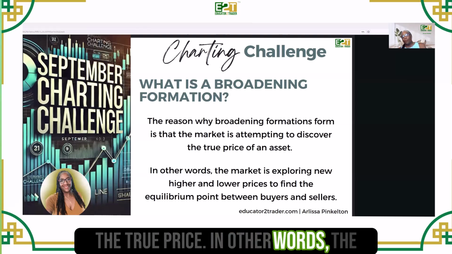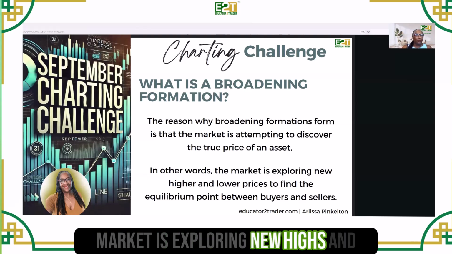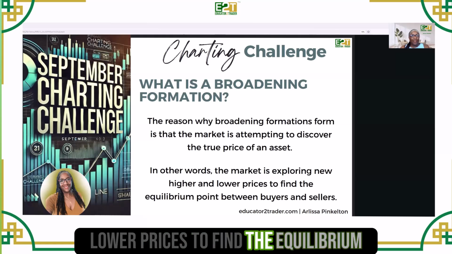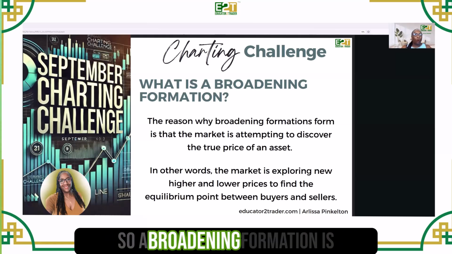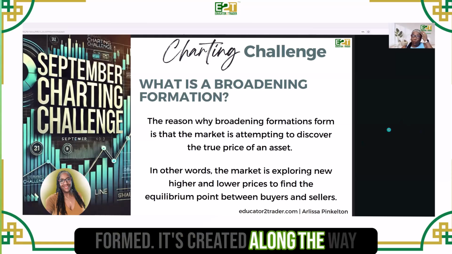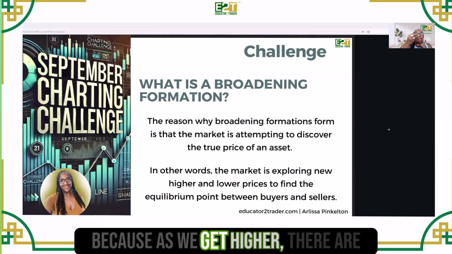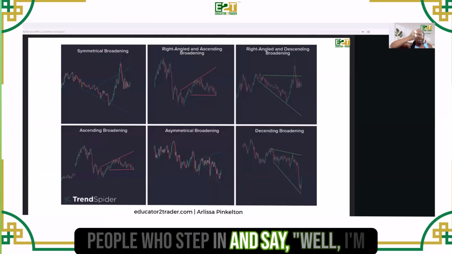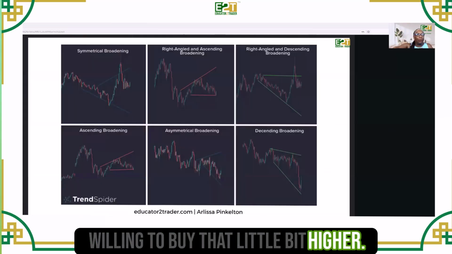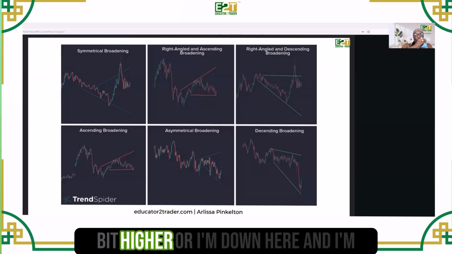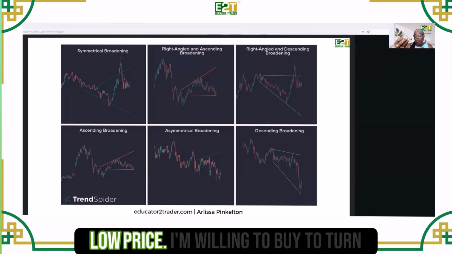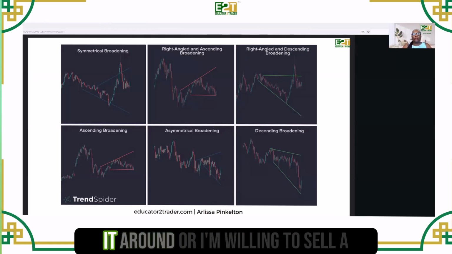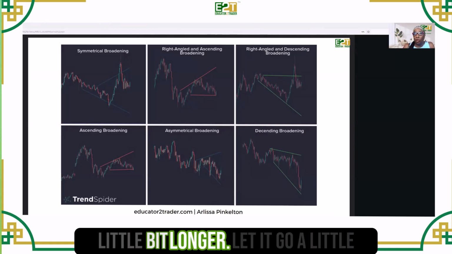In other words, the market is exploring new higher and lower prices to find the equilibrium point between buyers and sellers. So a broadening formation is created along the way, because as we get higher, there are people who step in and say, well, I'm willing to buy that a little bit higher, or I still want some. Or I'm down here and I'm buying at this low price, I'm willing to buy to turn it around, or I'm willing to sell a little bit longer and let it go a little lower.